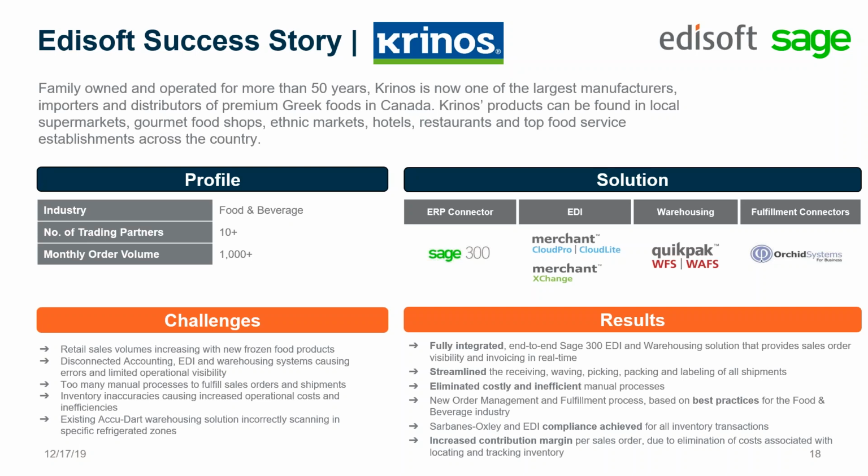Now, by being able to connect their supply chain and the ecosystem of applications that support it, Edisoft was able to actually make this a seamless, fully orchestrated process. Okay, so that is the Krinos success story. And they recently went live a number of months ago with the final component of their end-to-end solution, which was Quikpak.